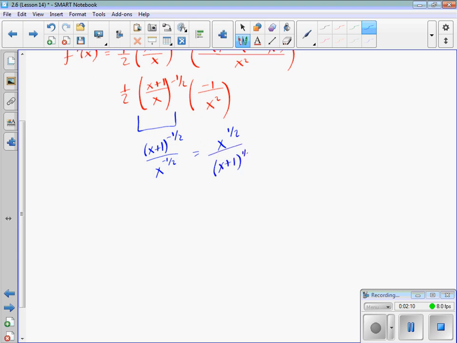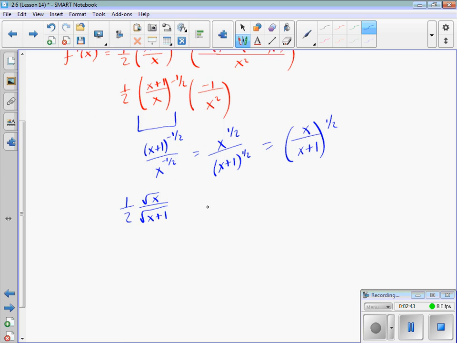Do you guys see that? Which is the same as x over x plus 1 to the half. I'm just doing this so I can show you a little trick here. So do you see how this piece here is equivalent to this piece here? So if you have a negative exponent, you can just flip what's inside there and then make it a positive exponent. You see that? So now I have a half times, and this is square root of x over square root of x plus 1. So I'm just going to write it like that.